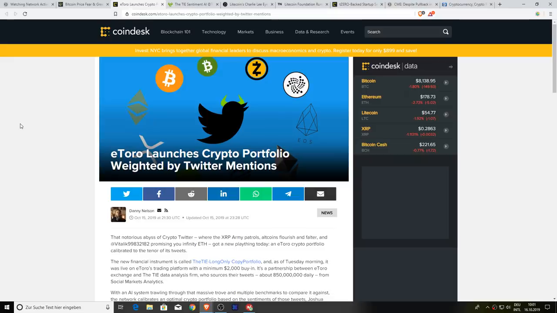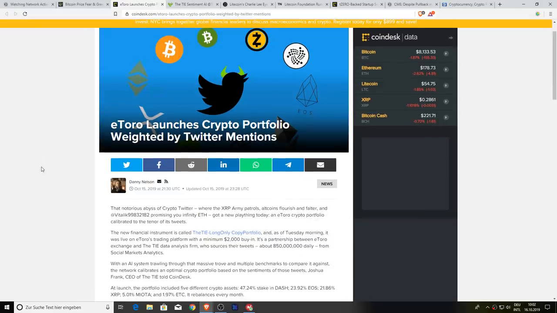Tying thirdly into the same exact thing, apparently eToro has created a portfolio that goes off of the sentiment of the cryptocurrency market on Twitter. The new financial instrument is called the Tie Long Only Copy Portfolio, and as of Tuesday morning, it was live on eToro's trading platform with a minimum of a $2,000 buy-in. It's a partnership between eToro Exchange and the Tie, a data analysis firm who sourced their tweets.